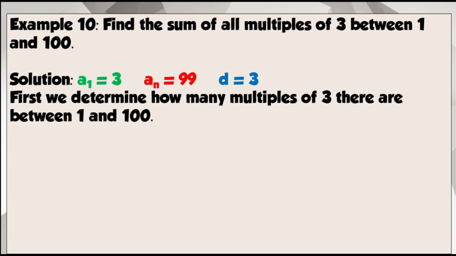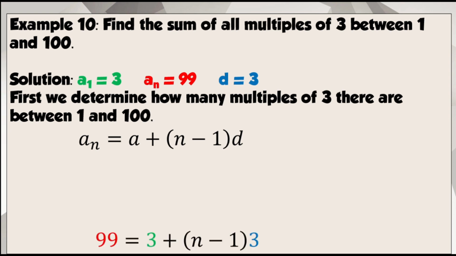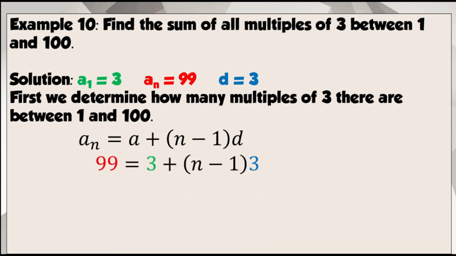To solve this, babalik tayo sa basic. We're going to recall the formula for the arithmetic sequence, which is a sub n equals a sub 1 plus the quantity of n minus 1 times d. From here, we substitute all the givens. Your a sub n is 99, your a sub 1 is 3, and your d is 3. To solve this, we can already find the value of n. Distribute 3 to both terms inside the parentheses. So you have 99 equals 3 plus 3n minus 3. Combining like terms, 3 minus 3 is 0. So we have 99 equals 3n, and dividing both sides by 3, n is 33.